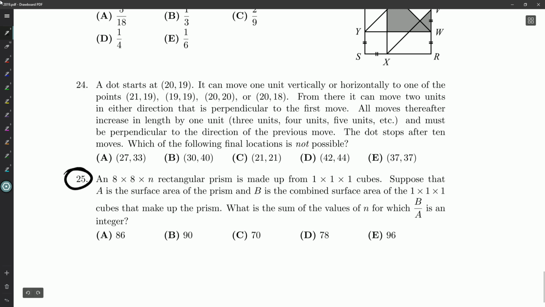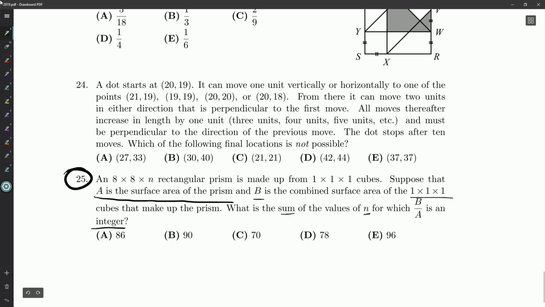An 8 by 8 by n rectangular prism is made up from 1 by 1 by 1 cubes. Suppose that A is the surface area of this prism, and B is the combined surface area of the 1 by 1 by 1 cubes. So if we actually took it apart and took the surface area of each of these cubes and added that up, that's what B is. What is the sum of the values of n for which B over A is an integer?